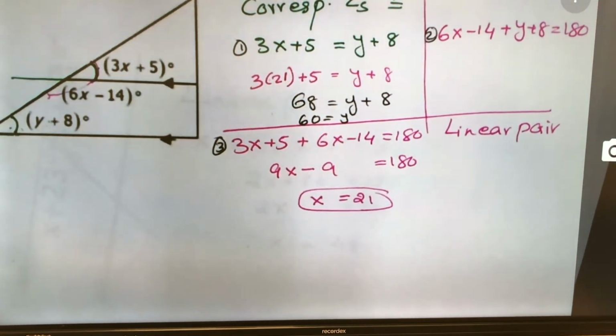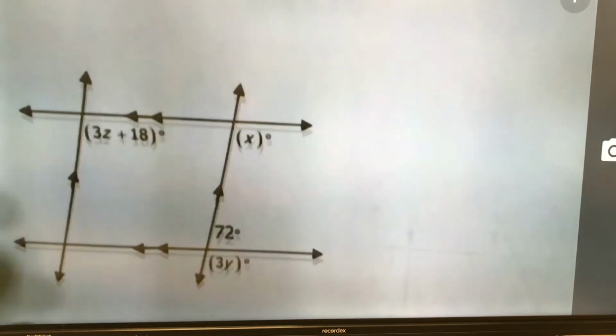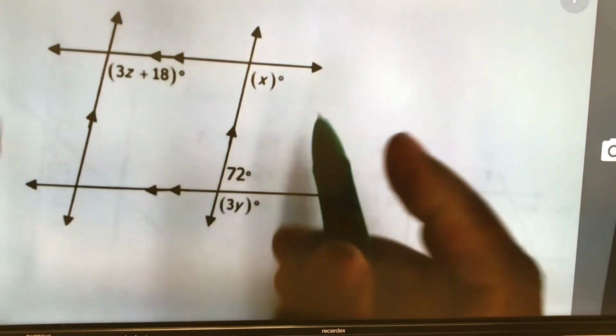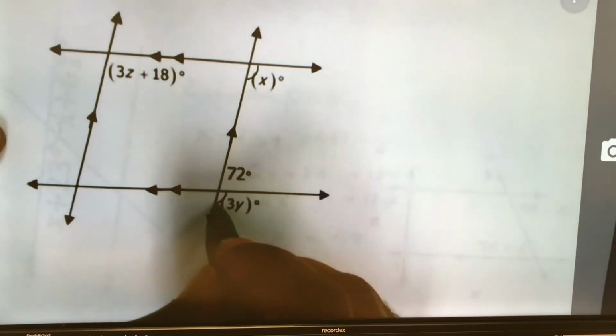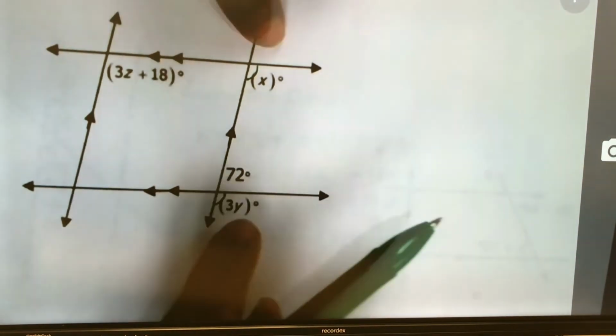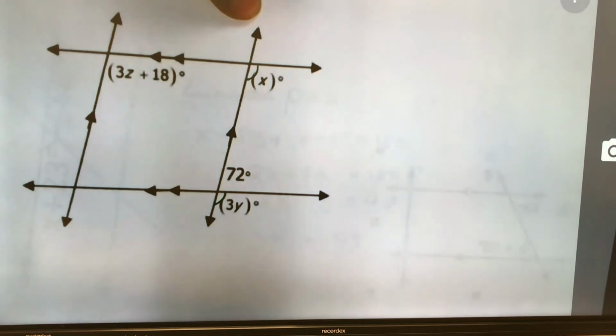So I have another question similar to that one. It has 3 different variables. So think about how we can set up the equation. Here we can set up the equation 4 different ways. Think about how we can connect x and this angle 3y, or expression 3y here. So this is a transversal line for that line. That's a transversal line.